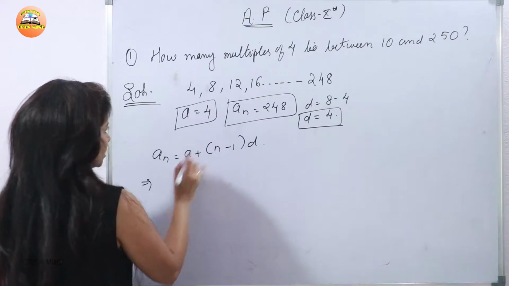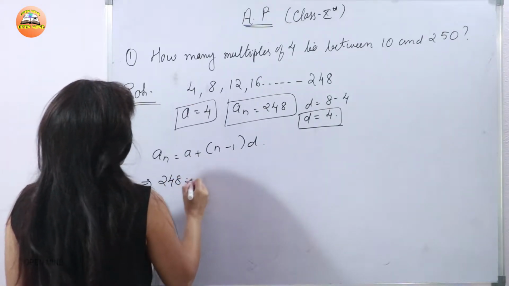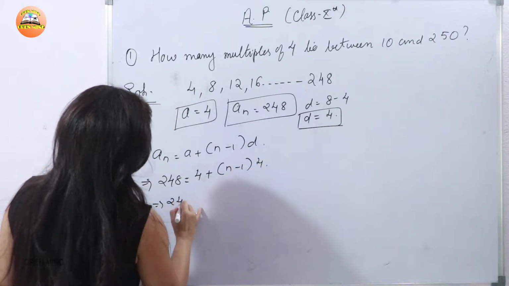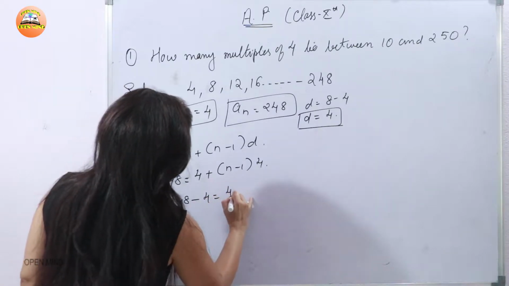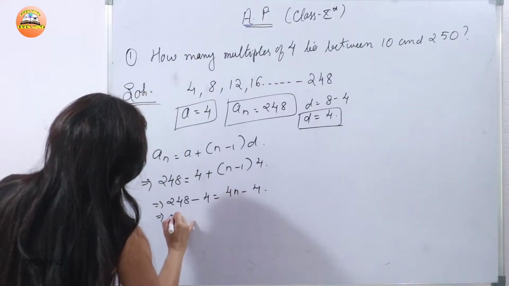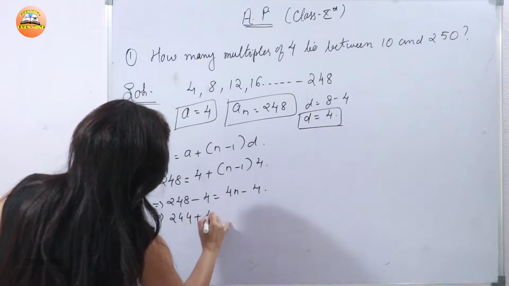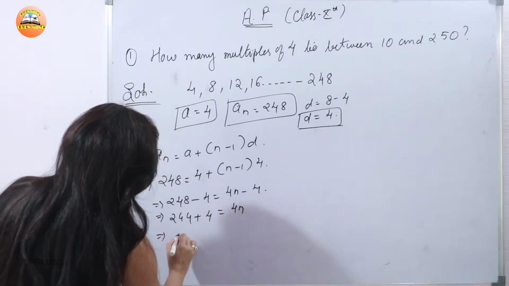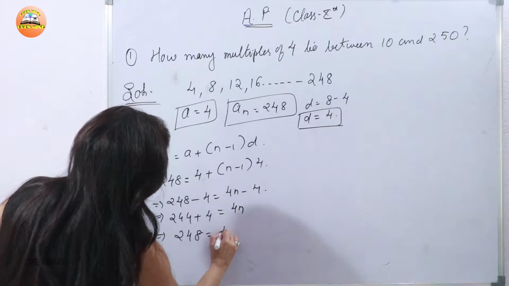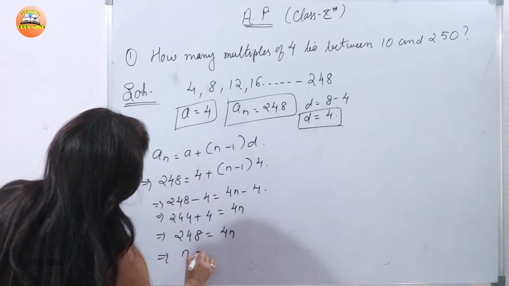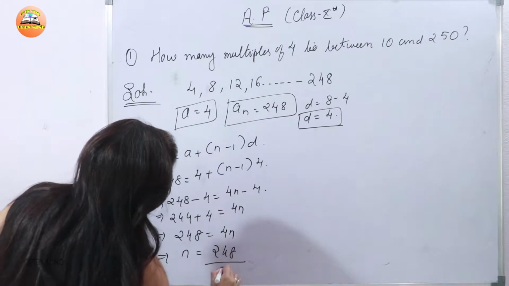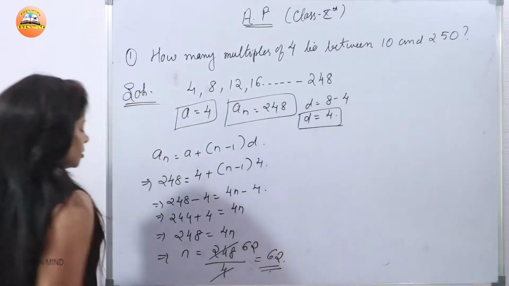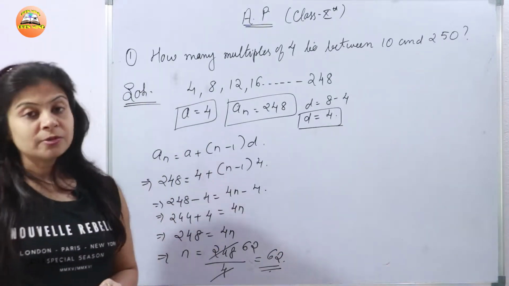in the formula. So what is your an? 248 = 4 + (n - 1) × 4. So 248 - 4 = 4n - 4. So this implies 244 + 4, when this minus 4 comes to the left hand side, it becomes plus 4, is equal to 4n. So 248 = 4n. So this implies n = 248 divided by 4. You cancel it, you get 62 as your answer. So what is the number of terms? The number of terms is equal to 62.